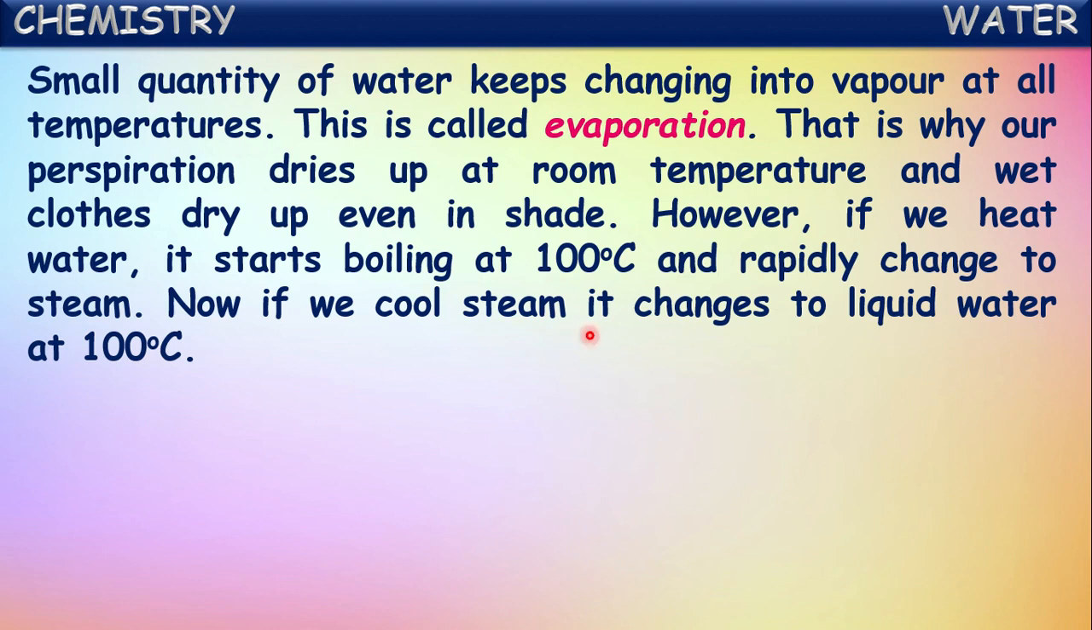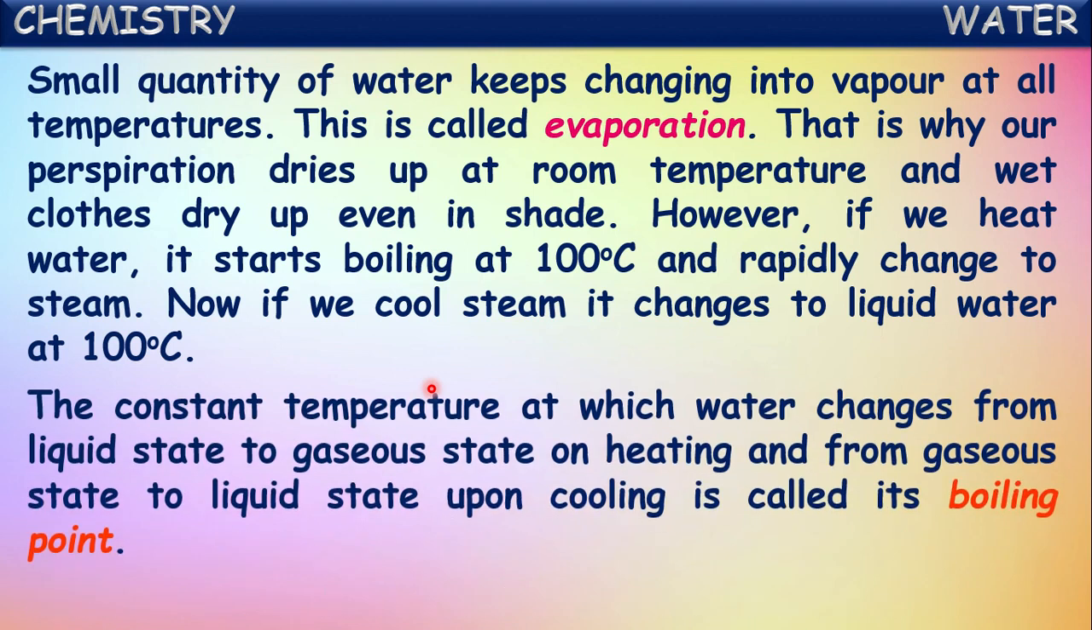Now if we cool this steam, it changes back into liquid water at 100 degrees Celsius again. So if we cool that steam to lower temperatures, after reaching 100 degrees Celsius, it converts back into liquid water form. So the constant temperature at which water changes from liquid state to gaseous state on heating is called the boiling point.